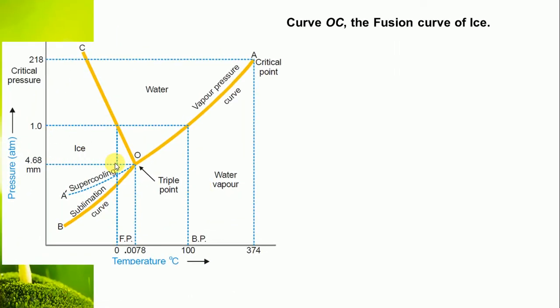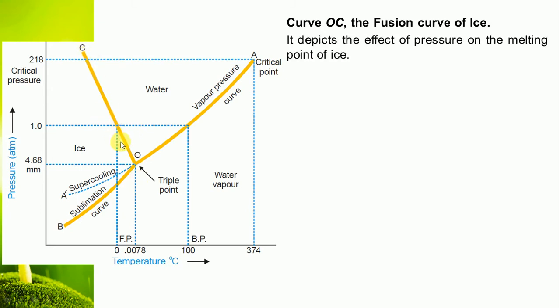And the curve OC. What does the curve OC mean? Curve OC is the fusion curve. Fusion means melting curve. We can specifically say melting curve. Fusion indicates that this is the ice of water, which is in the solid state, and this is liquid water. If ice crosses this line, it will be melted, and solid ice will become liquid water. That is why the curve OC is known as the fusion curve.